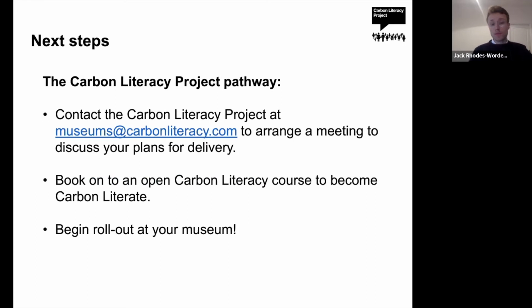If you're not eligible for Roots and Branches support, all good. You can contact the Carbon Literacy Project directly at the email address on screen to arrange a meeting, and we can discuss your plans for delivery. You can book onto an open carbon literacy course to become carbon literate yourself, and you can begin rollout at your museum.